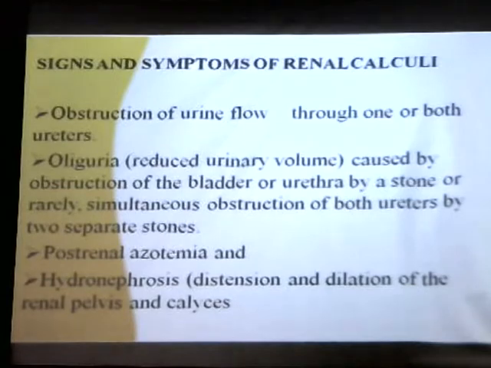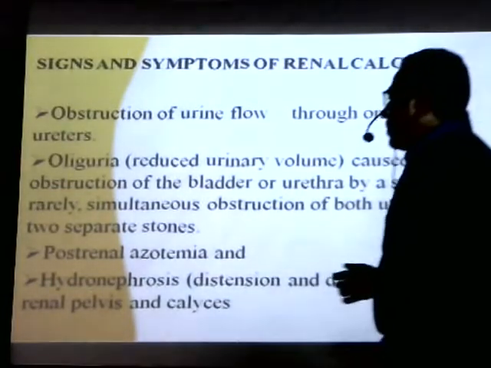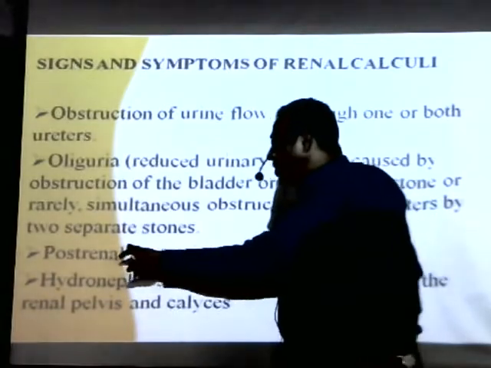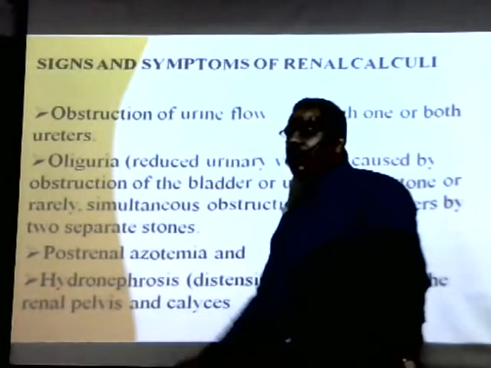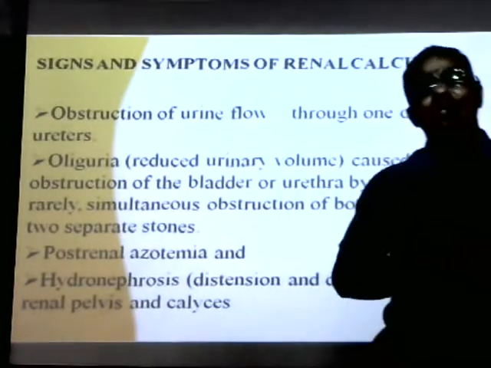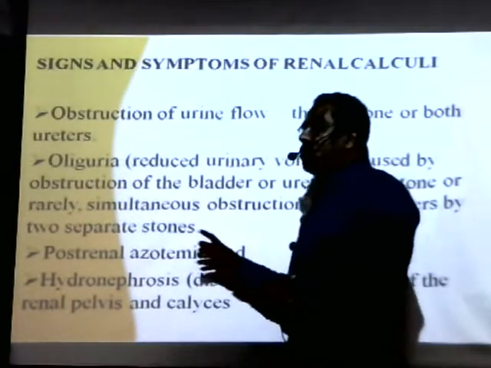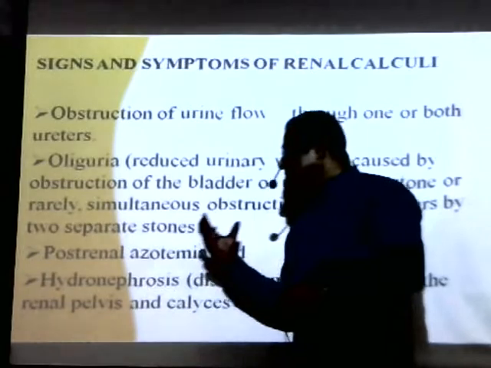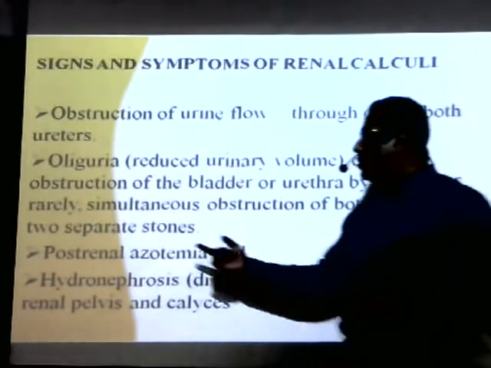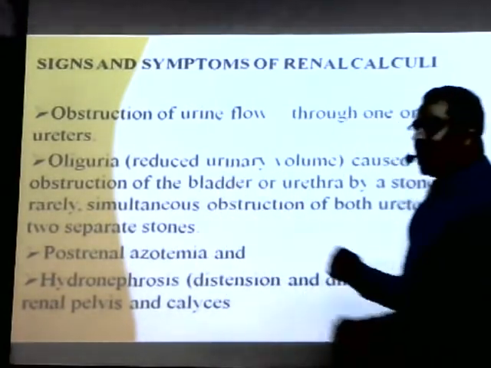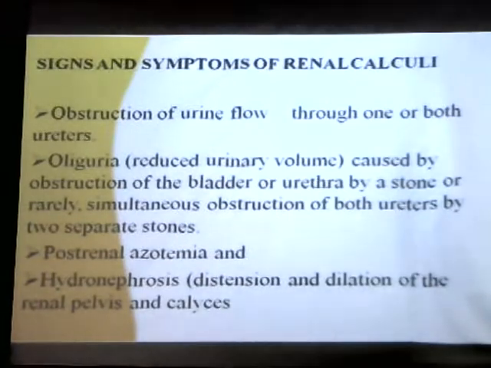Then post-renal azotemia may be present. That is, as there is obstruction, why post-renal? Because the kidneys are functioning normally, but still the amount of nitrogenous waste in blood is increasing due to the obstruction caused by renal calculi.